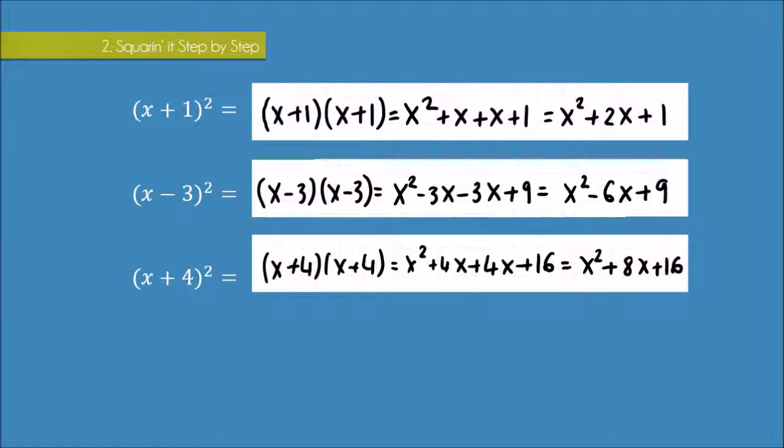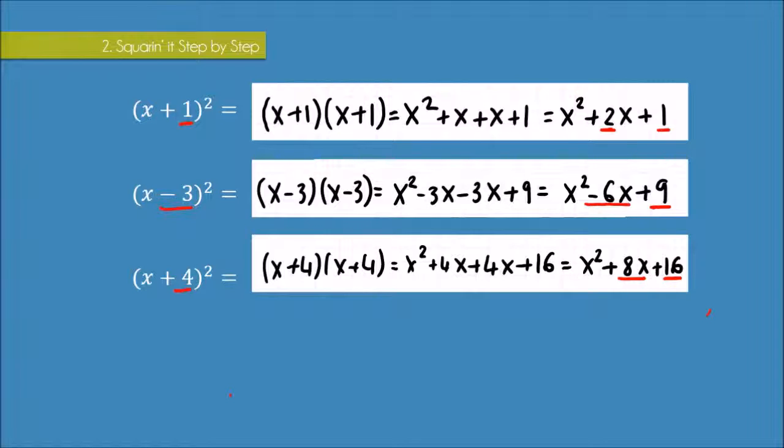So do you notice a pattern here? When we have a 1 in the bracket, we have a 1 at the end of our expression, and double 1 here. If we look at this one, minus 3, we have double minus 3 here in the center, and what do we have at the end? A 9. 9 is minus 3 squared. If we look at the last one, we've got 4 here, we've got double 4 here, and we've got 4 squared at the end.